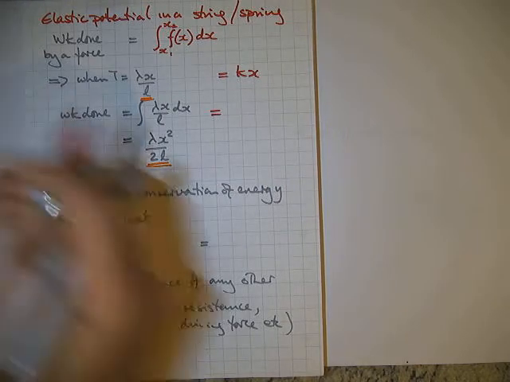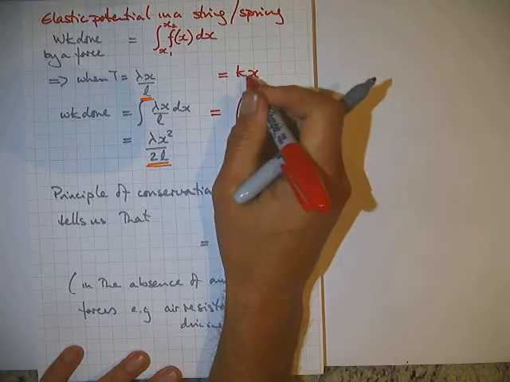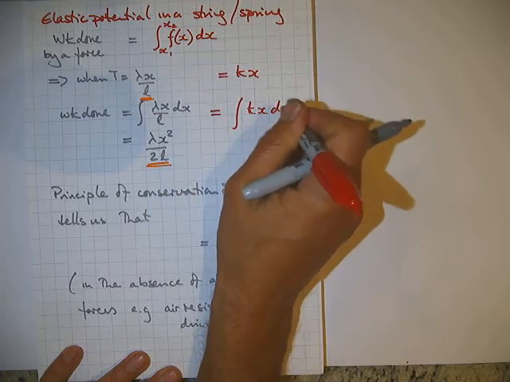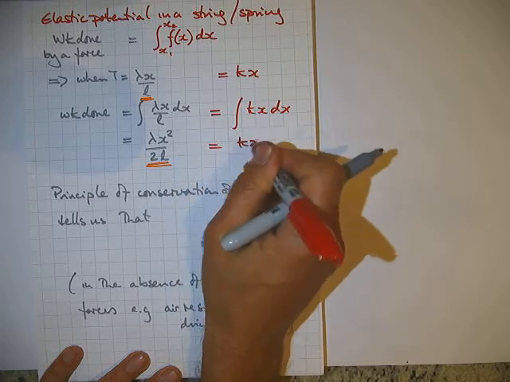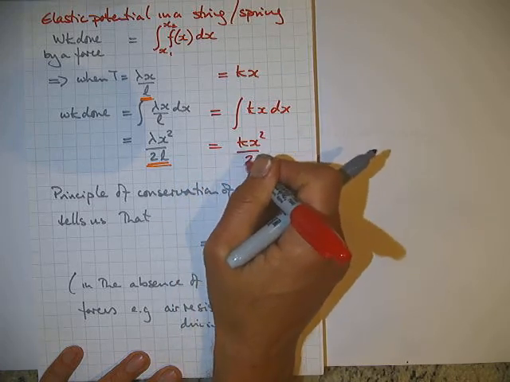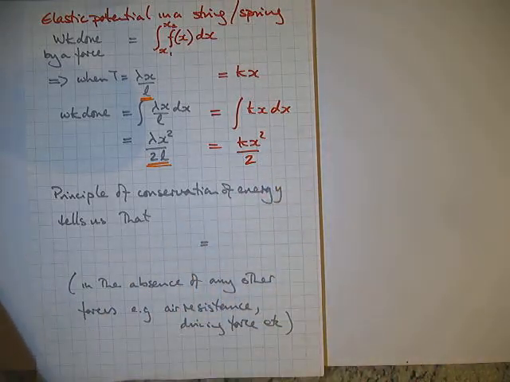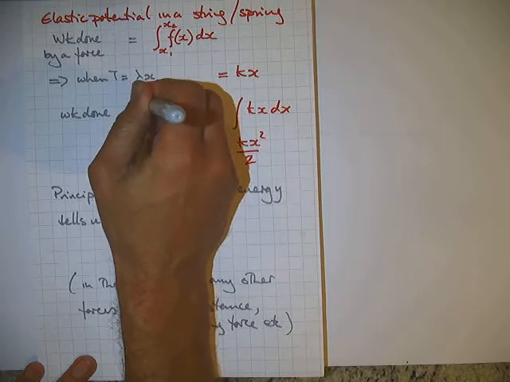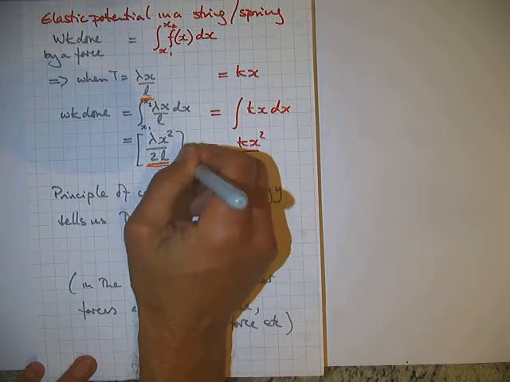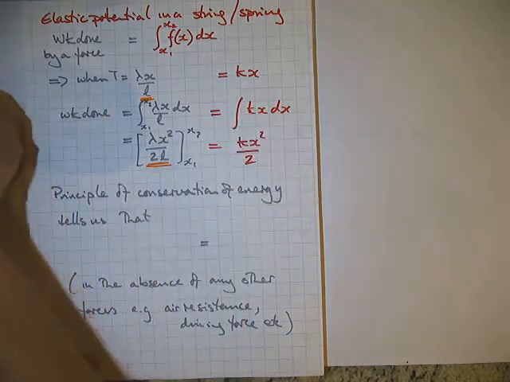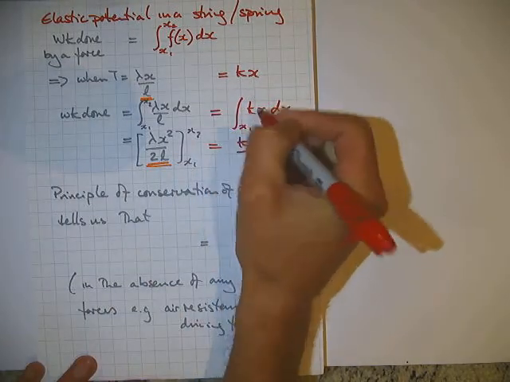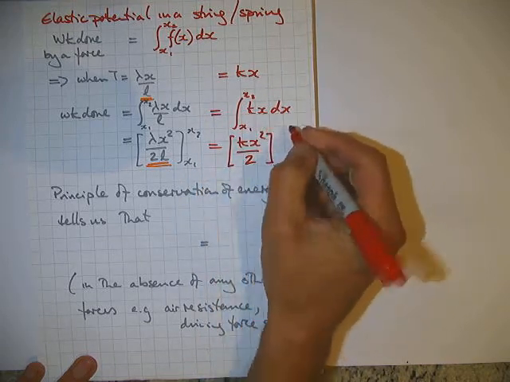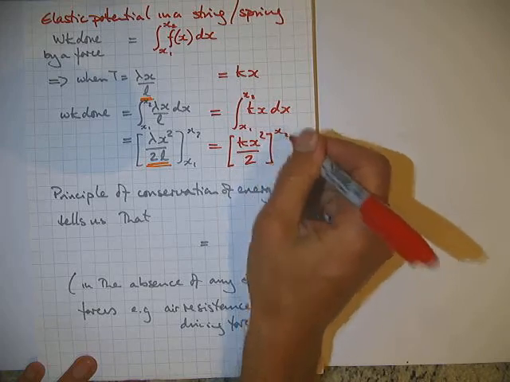And then in a similar way, if you're given the stiffness rather than lambda upon L, kx with respect to x integrates to give kx squared over 2. Right. Crucially, if you're integrating between two values, x1 and x2, you'd use those as limits, and that doesn't change whether you've got lambda and L or you're replacing lambda over L by the stiffness, which is the K.